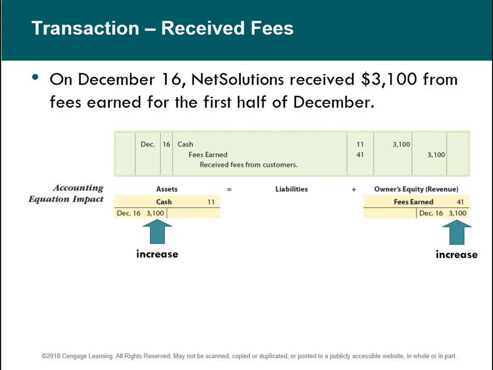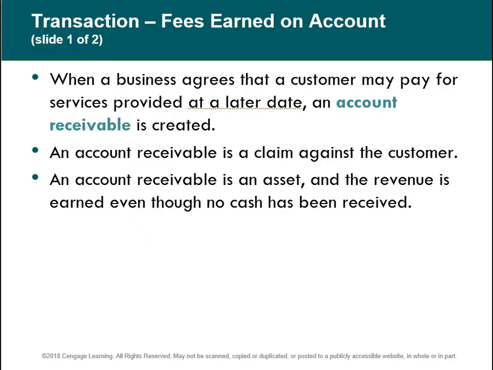Then NetSolutions received $3,100 for fees earned for the first half of December. I've got debit cash, credit fees earned. Increase cash, increase fees earned, which also increases revenue. Next, fees earned on account. We've got a lot of transactions here, and then we'll get down to the ledger. We should be able to finish.